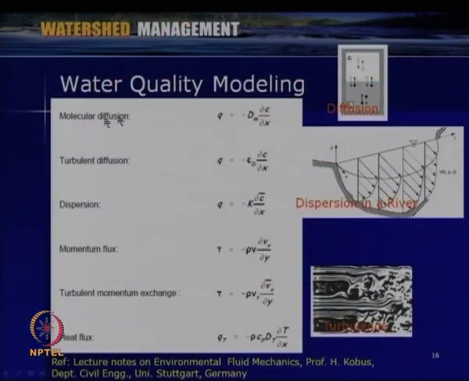So as far as water quality modeling is concerned, as we discussed, the various important parameters which we have to consider are the molecular diffusion, turbulent diffusion, dispersion, momentum flux, turbulent moment exchange, heat flux, etc. These various terms are quantified as shown here. Like diffusion or dispersion within a river, or turbulence, all this we have to consider when we look into water quality modeling.